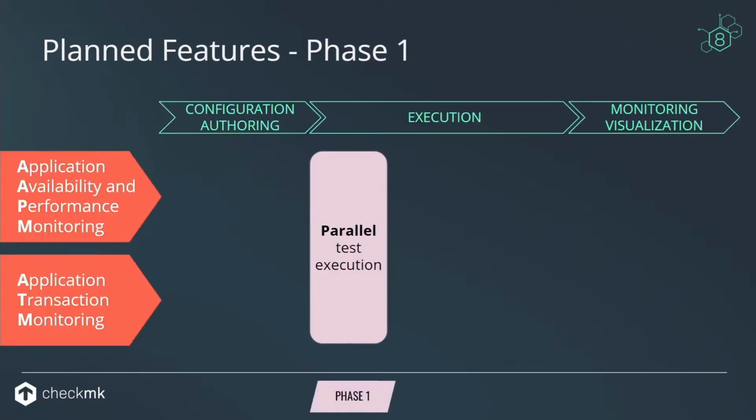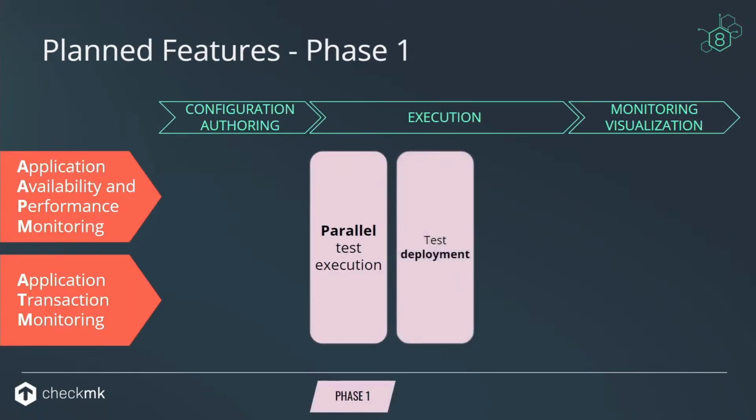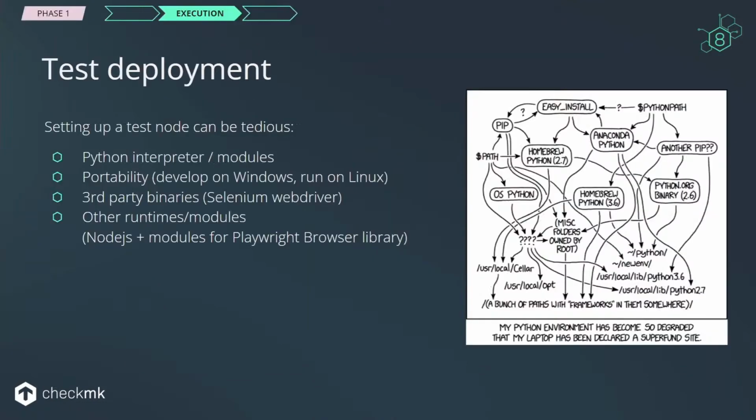The next feature I want to show is that we want better test deployment and better dependency management. For those of you who already know and use RobotMK, you perhaps know that the setup of a test node can be a tedious task. You have to think of a bunch of different things. You have to install Python, you have to install the Python modules, you have to think about portability. Perhaps you want to implement a test on your Windows workstation, but it should run on Linux or vice versa.